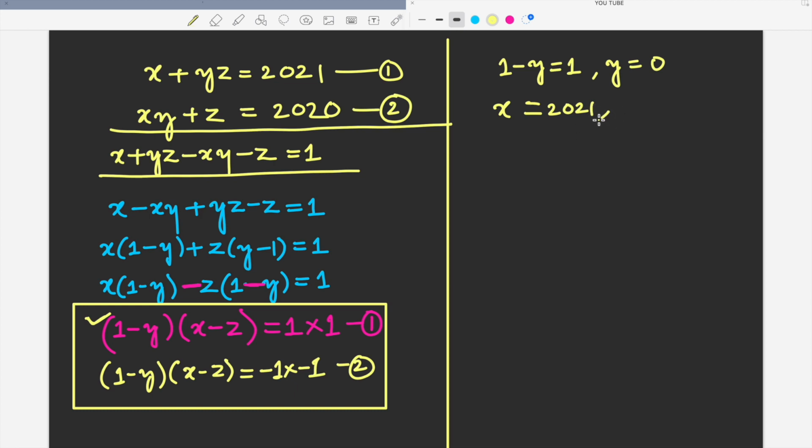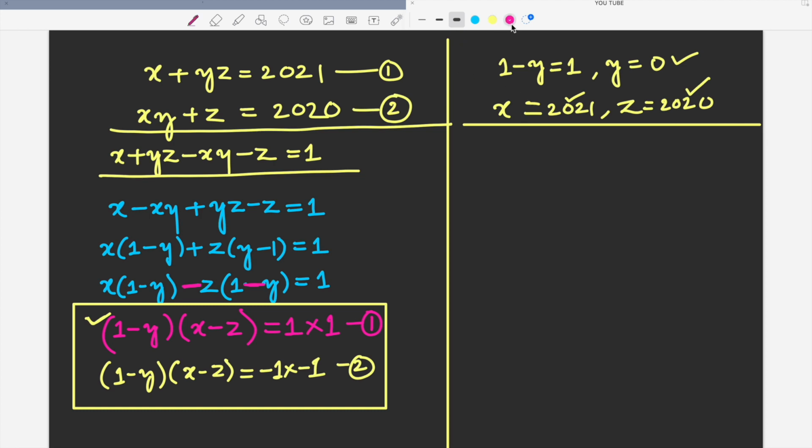2021. And we plug the y value into this equation where x is 2021 and y is again 0. So if I substitute 0 here, z would be 2020. So z equals 2020. So this is the first solution for this expression, right? The first solution is y equals 0, x equals 2021 and z equals 2020.